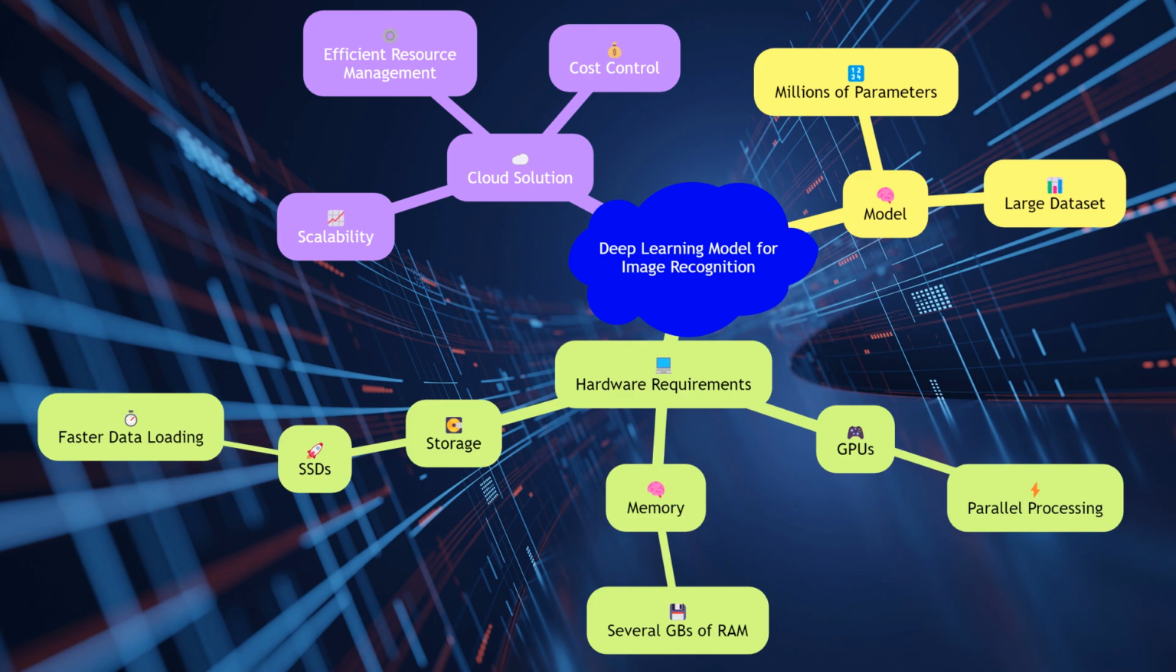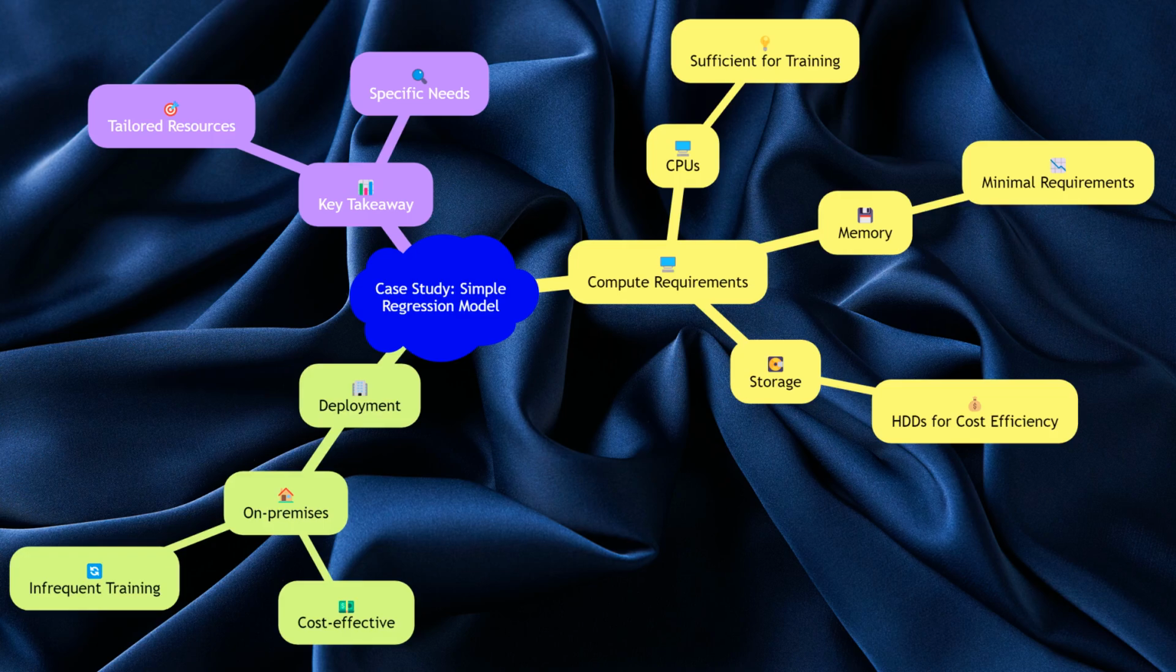cost control. Now, let's look at a case study of a simple regression model with a small dataset. In this case, CPUs would be sufficient for the training workload. The memory requirements would be minimal, and HDDs could be used for storage to keep costs low. An on-premises solution could be more cost-effective given the simplicity and infrequency of the training workload. This example illustrates how different training workloads require different compute specifications, emphasizing the importance of tailoring resources to specific needs.